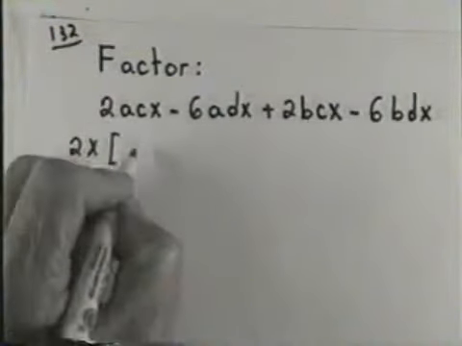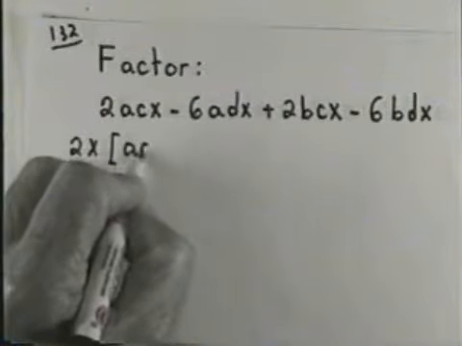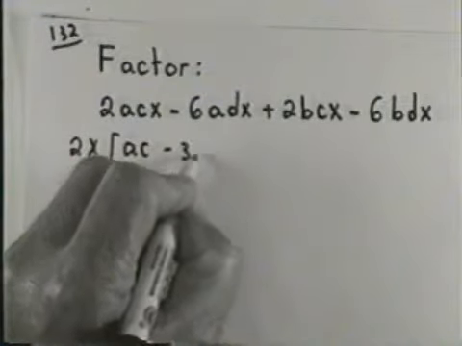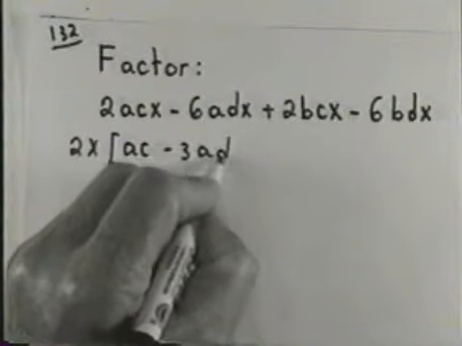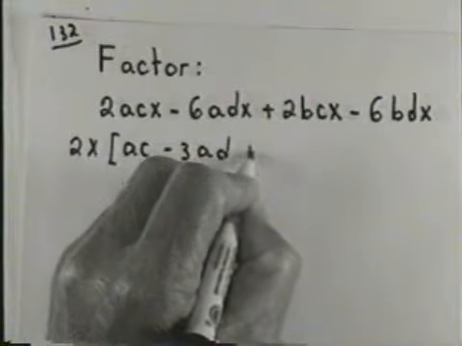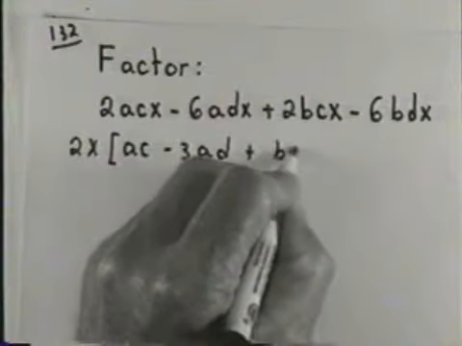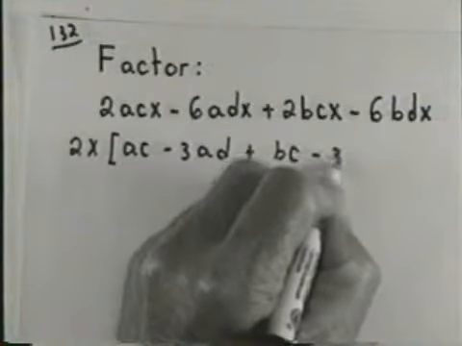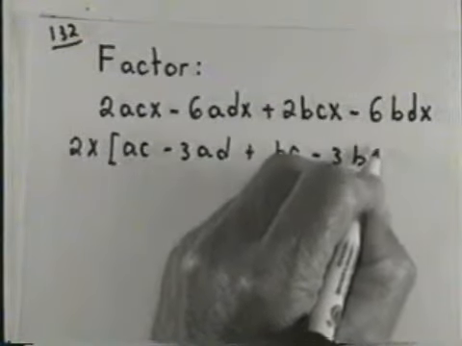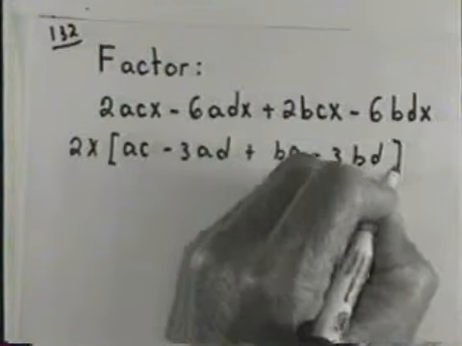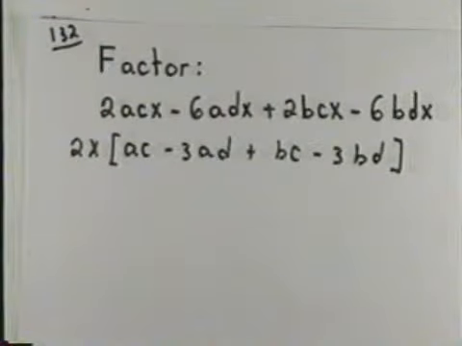Now I'm left with AC minus 3AD plus BC minus 3BD. So I've divided out the common factor of 2x.